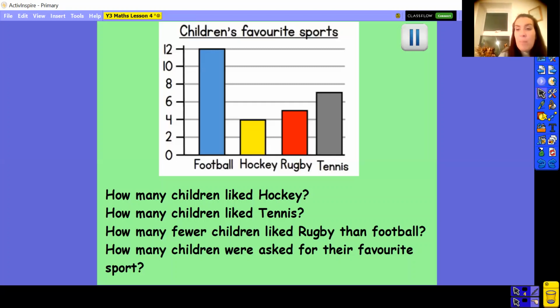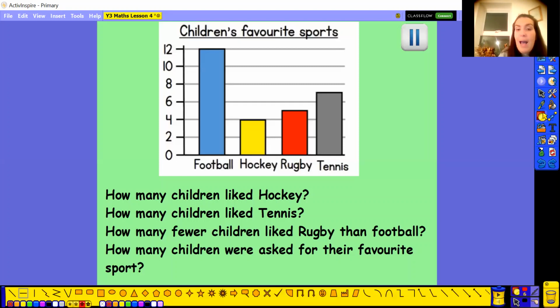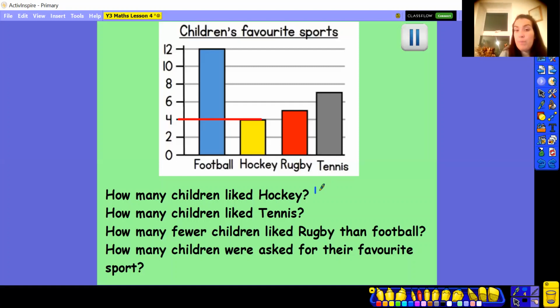Okay, let's see how we've got on. So the first question said, how many children liked hockey? So I'm going to find hockey. Here's my bar for hockey. And I'm going to trace my finger across. And I can see that the children who liked hockey were 4 children. Well done if you got 4.